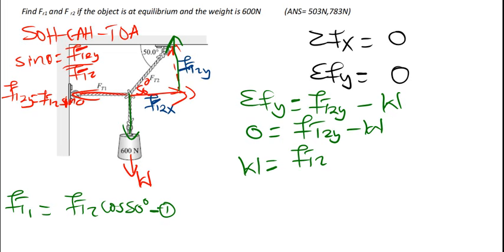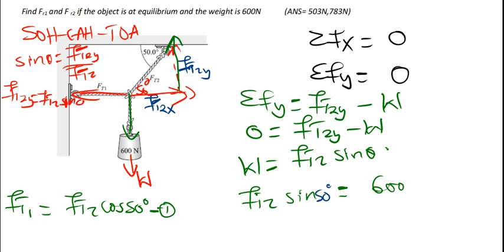Now Ft2 in the y-axis is going to be Ft2 sine theta. It's the same as saying Ft2 sine theta is equal to the weight force. Now we know that is 600 newtons, or I can just say 600. The theta is 50, so allow me to put just 50 directly.